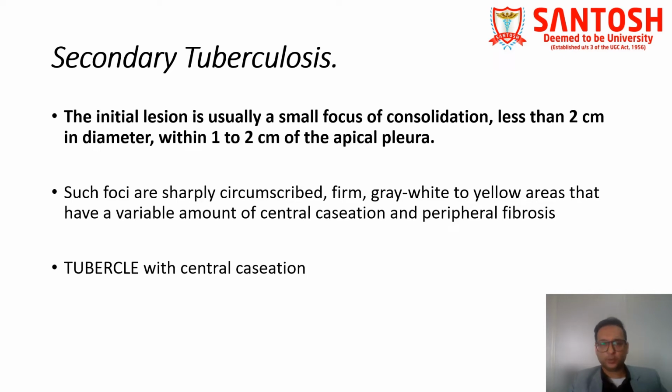Now, what is secondary tuberculosis? I've already told you secondary tuberculosis develops in a person who has been previously exposed to tuberculosis. The initial lesion is usually a small focus of consolidation, less than 2 centimeters in diameter, within 1 to 2 centimeters of the apical pleura. Such foci are sharply circumscribed, firm, gray-white to yellow areas that have a variable amount of central caseation and peripheral fibrosis. In short, this is a tubercle with central caseation.